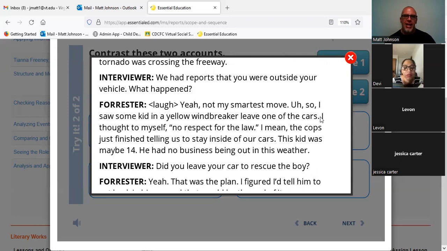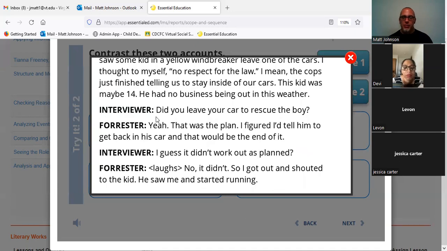The interviewer says, we had reports that you were outside your vehicle. What happened? And Forrester says, yeah, not my smartest move. So I saw some kid in a yellow windbreaker leave one of the cars. I thought to myself, no respect for the law. I mean, the cops just finished telling us to stay inside of our cars. This kid was maybe 14. He had no business being out in this weather. Did you leave your car to rescue the boy? Yeah, that was the plan. I figured I'd tell him to get back in his car and that would be the end of it. I guess it didn't work out as planned.